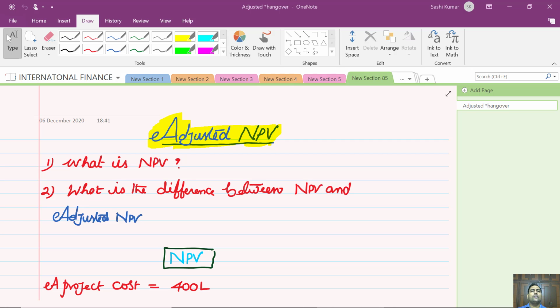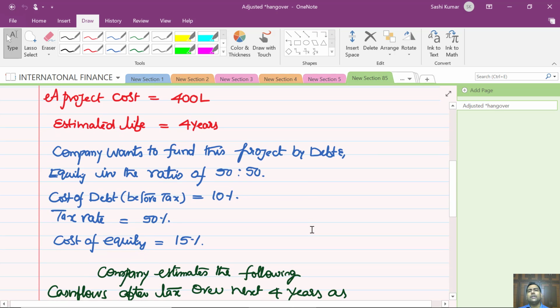To elaborate this concept, just look at a small example. A company wants to start a new project which would cost 400 lakhs. You are already aware that a project could be the purchase of a machinery, construction of a factory building, construction of an office building, introduction of a new product, or construction of a commercial complex. So project means a long-term investment.